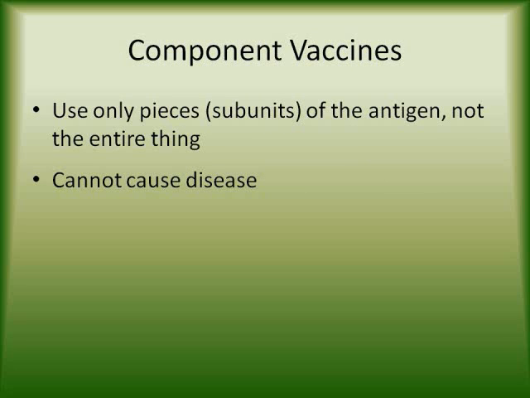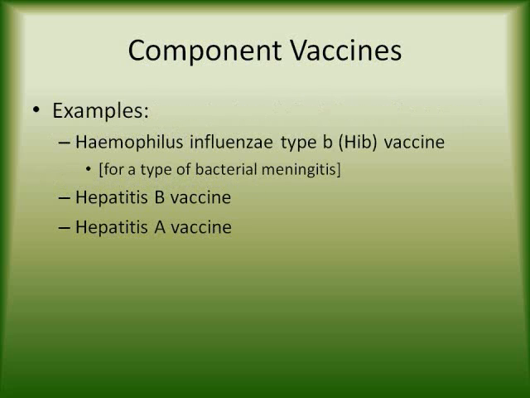Lastly, we've got the component vaccines, where they take only a piece of the antigen, not the entire bacteria, just a piece of it, and make a vaccine. Because we're only using a piece of it, that's enough to stimulate the body to have an immune response, but it's not enough to cause the disease. Examples: the Haemophilus influenzae type B, the Hib shot, and that's used to prevent a specific type of bacterial meningitis. And then the hepatitis B and the hepatitis A vaccines.